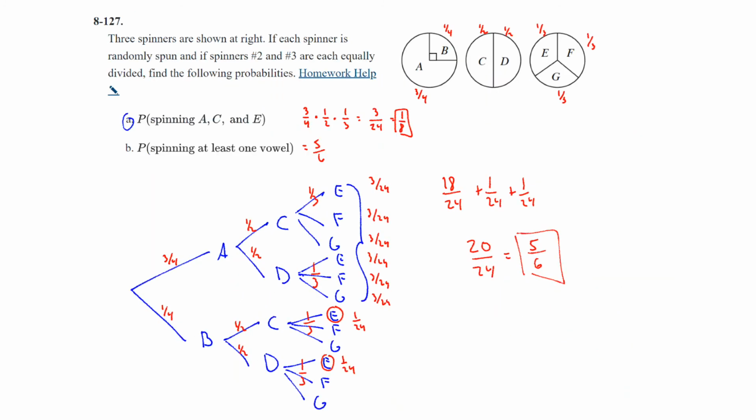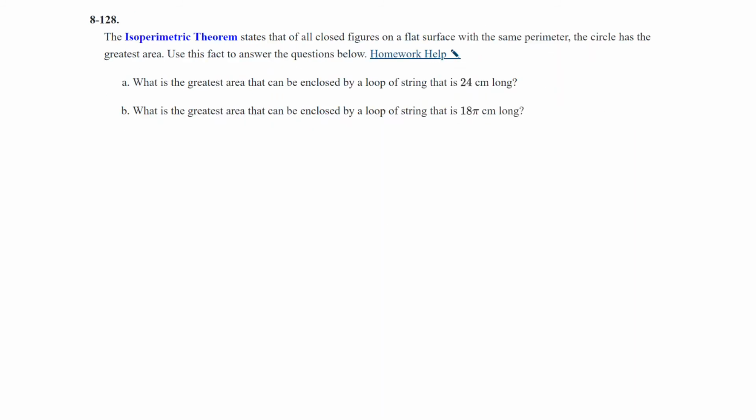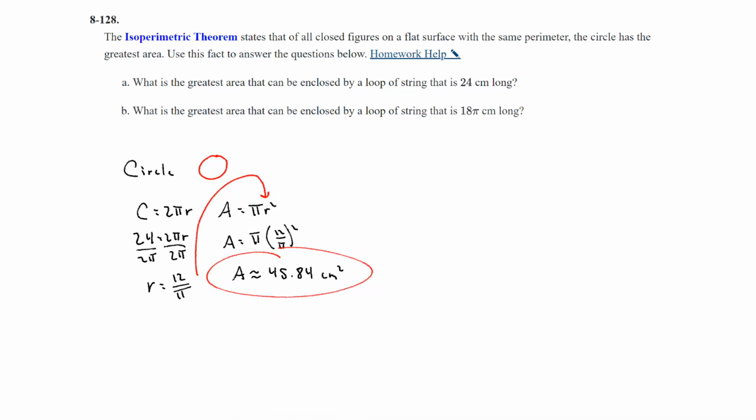So let's go back to that slide and we'll kind of put it over here as well. So on part A, what is the greatest area that can be enclosed by a loop of string that is 24 centimeters long? Well, since we know it's a circle, for sure now, there's the circle. We're able to use the circumference 24 to figure out what the radius would be and then plug that into the area. Part B, what is the greatest area that can be enclosed by a loop of string that is 18 pi centimeters long? So now we're saying, what's the greatest area? So now the circumference on this one would be 18 pi.